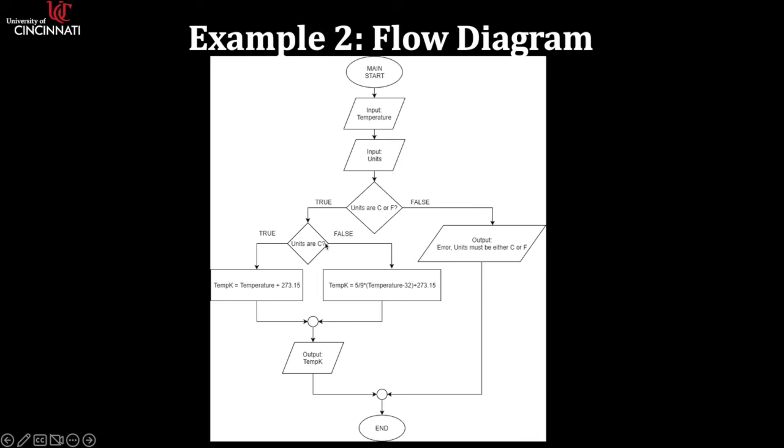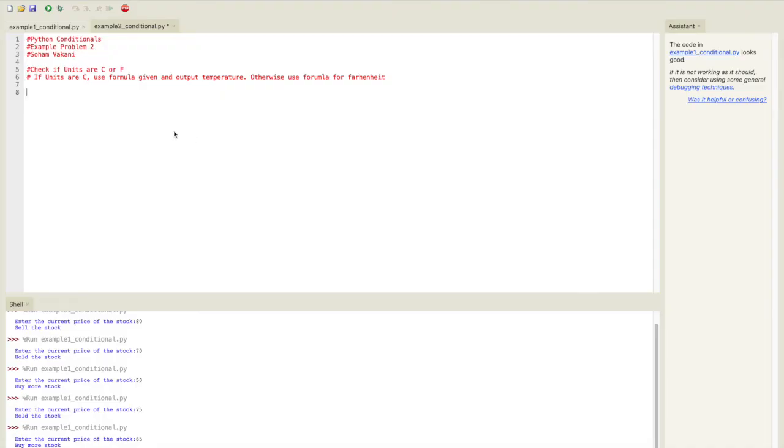If the units are not C, that would mean the units are Fahrenheit. Then we would do the other formula, which is 5 by 9 times temperature minus 32, plus 273.15, output the temperature, and end the program. So very simple logic. So now let's get to implementing it in Python. Example problem 2.